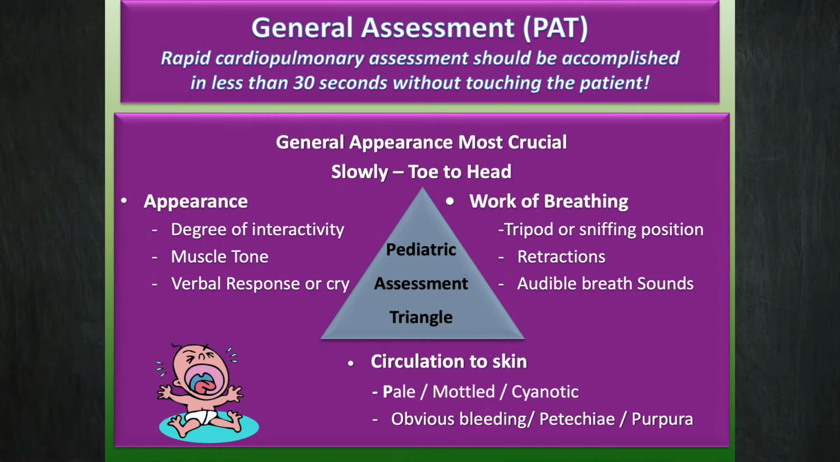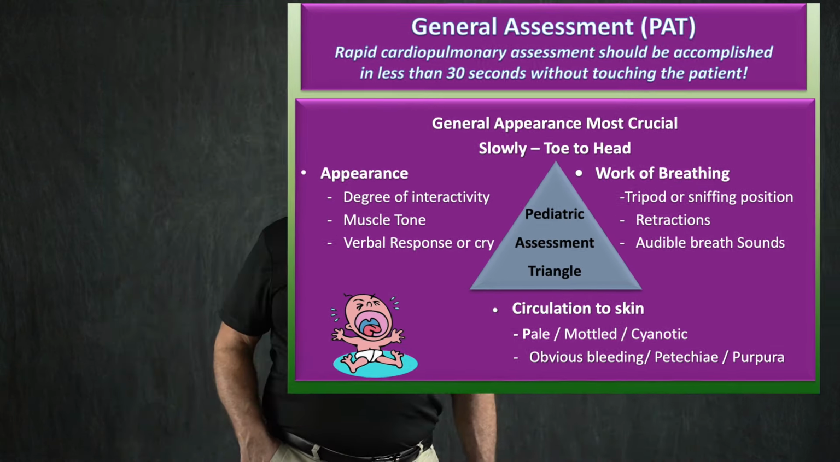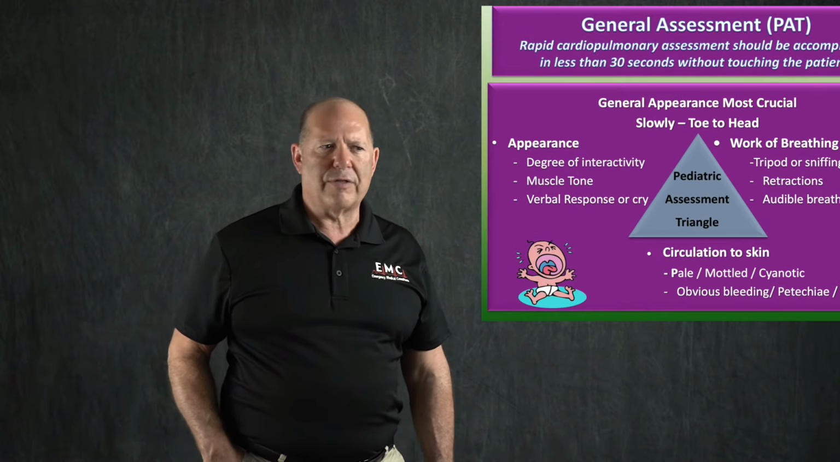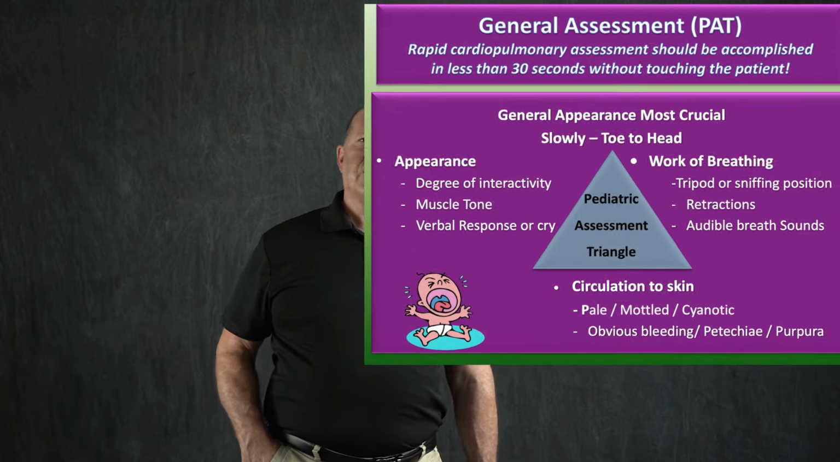So before I walk in the room and make the child more anxious or the parents more anxious, what I want to do is I want to look at 3 things. I want to look at his general appearance, and I want to know, is he appropriately active based on his age and the environment? Does he have adequate muscle tone? Is he able to move his arms and legs? Is he able to sit up if that's age appropriate for him? And does he have an appropriate verbal response, even if it's to the mother, responding to the mother or the father or the caretaker?